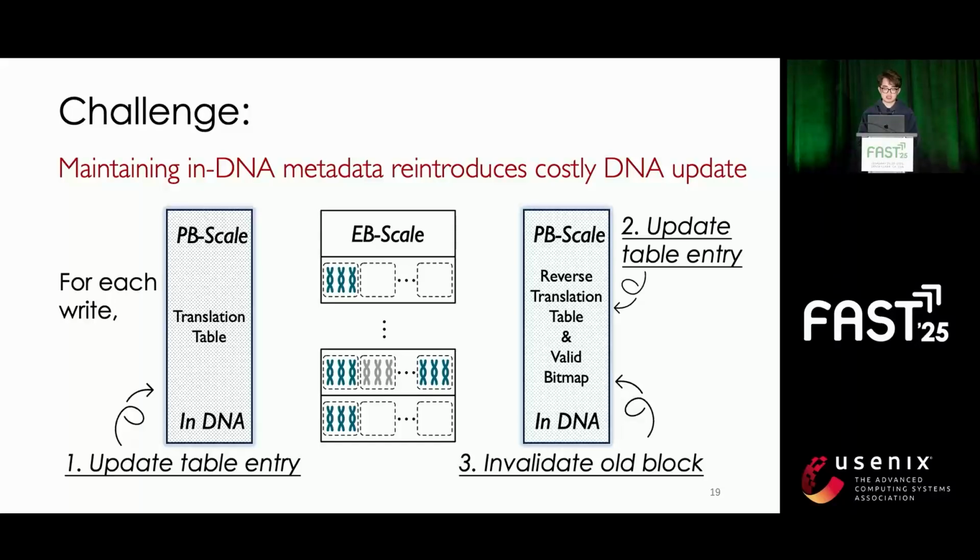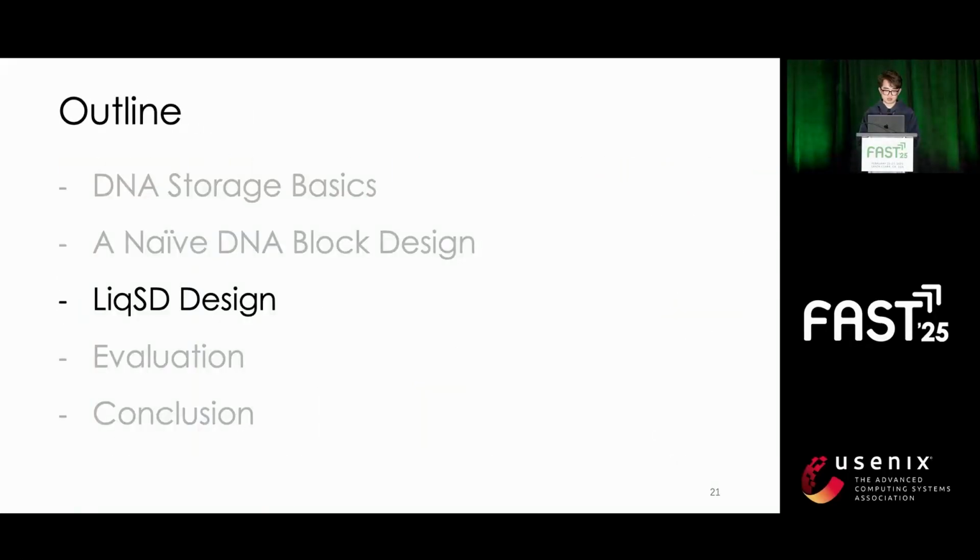To solve these challenges, we propose LeakSD. First, we employ a dual translation layer to avoid updating the translation table. Second, we introduce symbiotic metadata to avoid updating the GC metadata. Third, we employ delayed invalidation to mitigate the cost of maintaining the valid bitmap. Next, we further examine the design details of LeakSD.